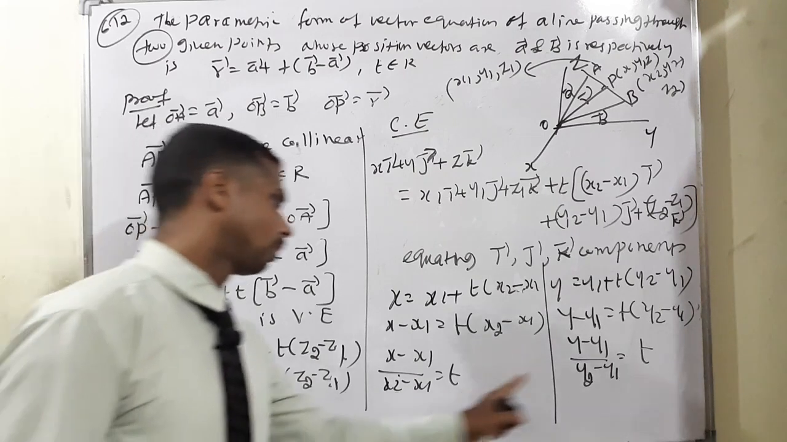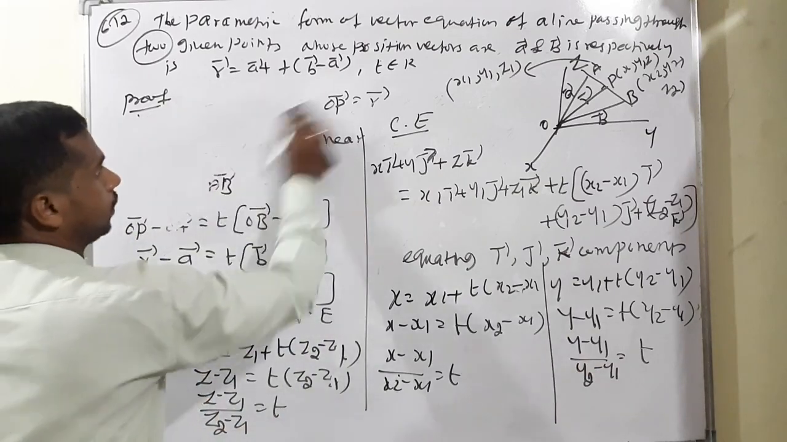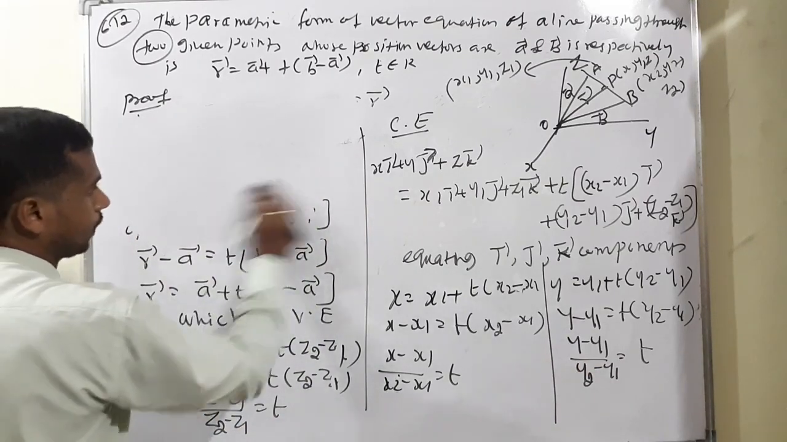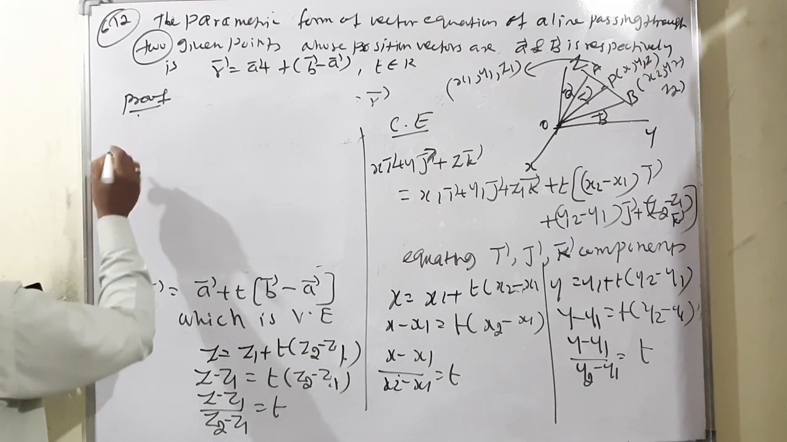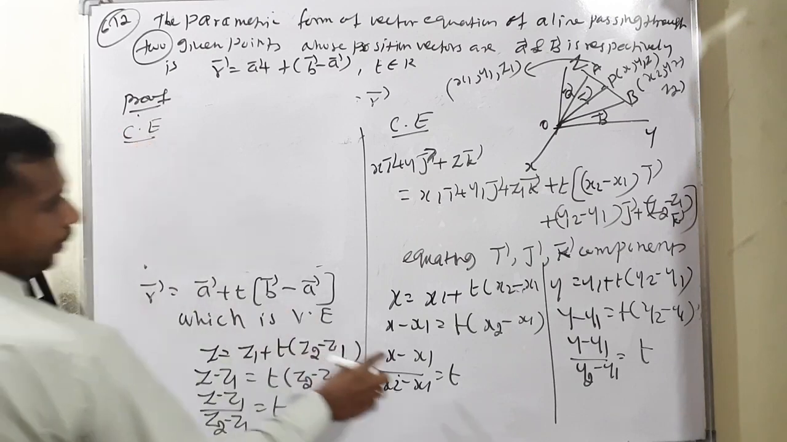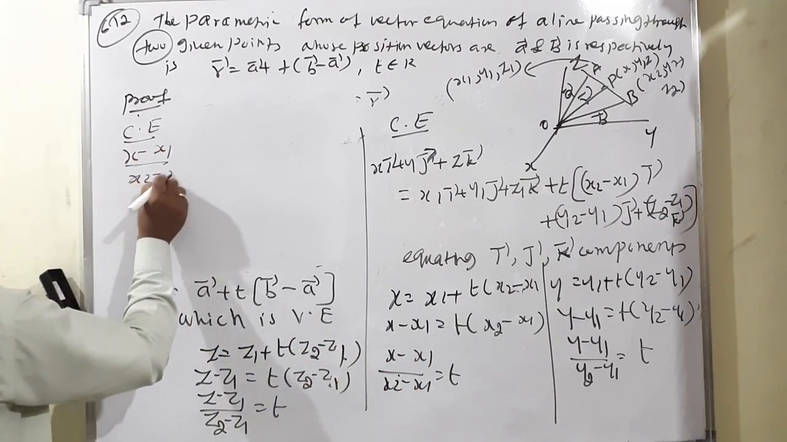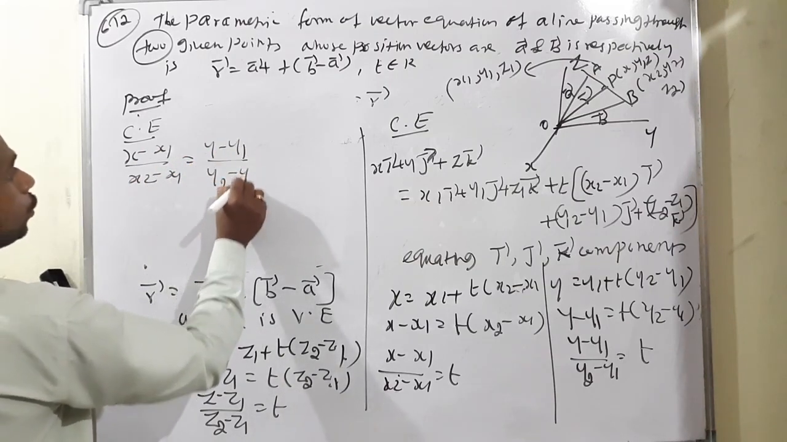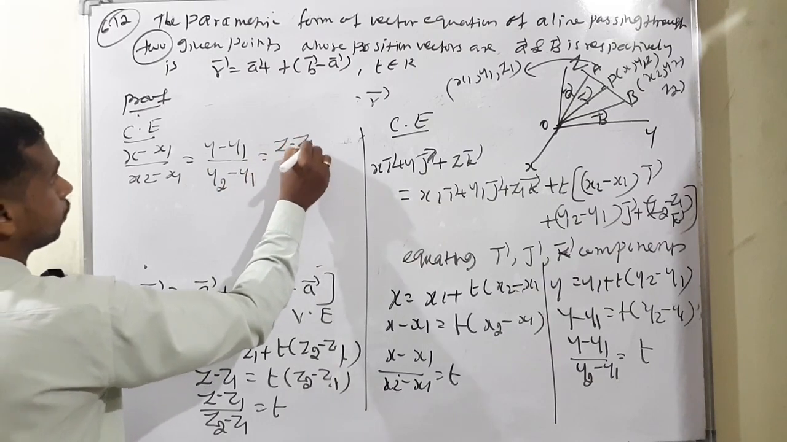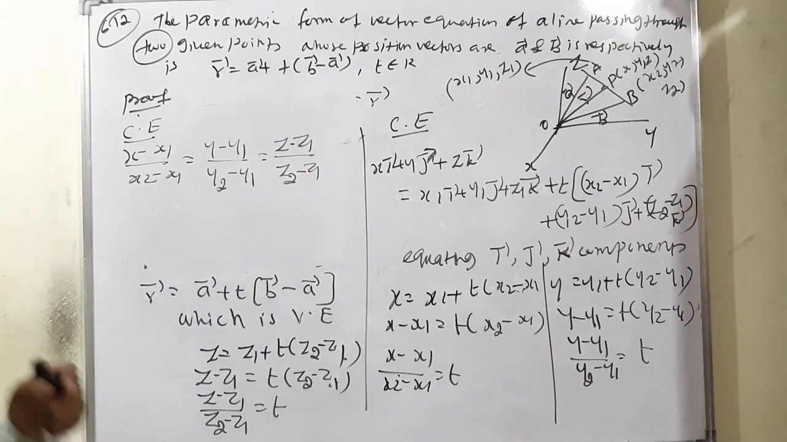So the right hand side is all the time t, which means eliminating t, we will get the Cartesian equation, isn't it? So the Cartesian equation: x minus x1 divided by x2 minus x1 is equal to y minus y1 divided by y2 minus y1 is equal to z minus z1 divided by z2 minus z1, which is the required Cartesian equation.